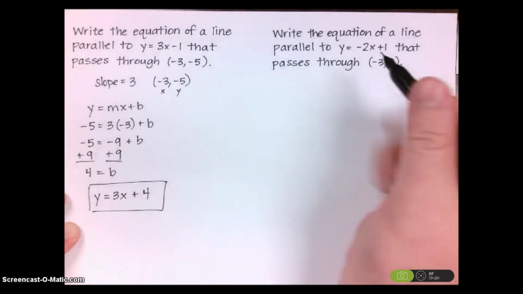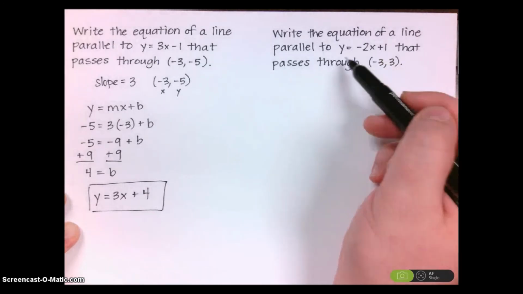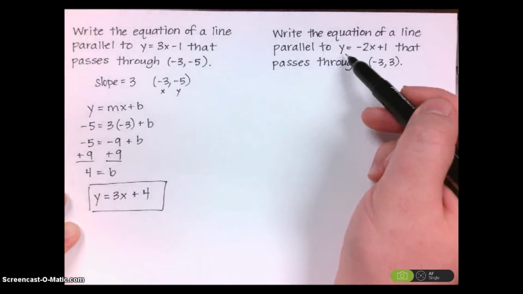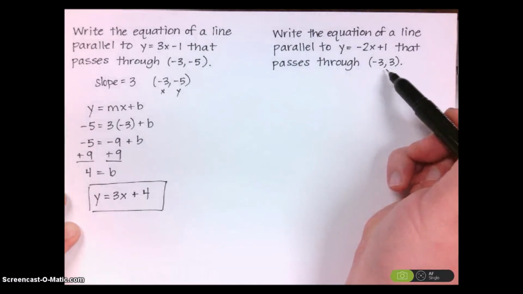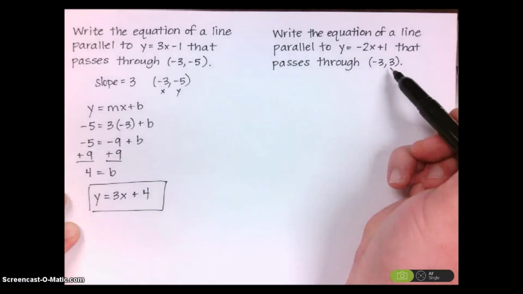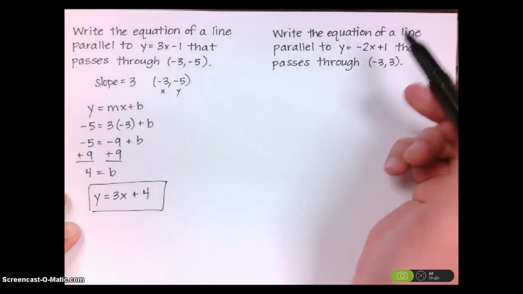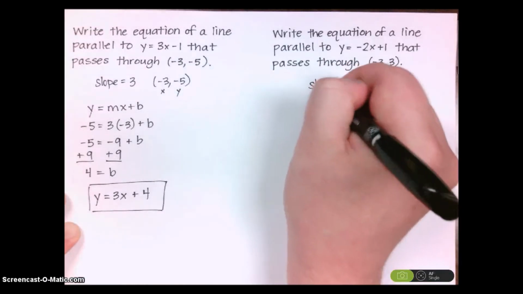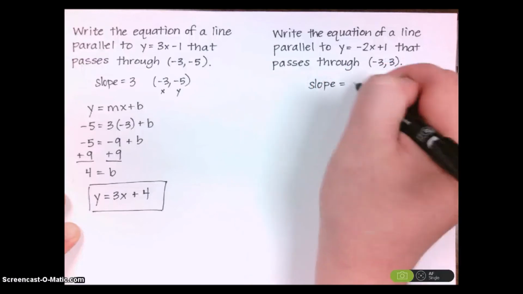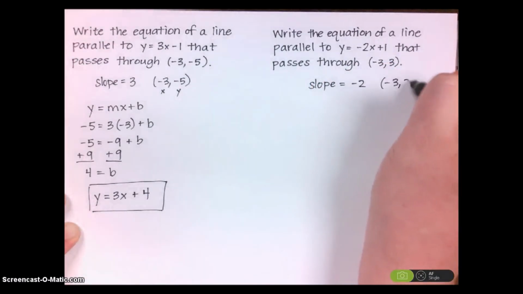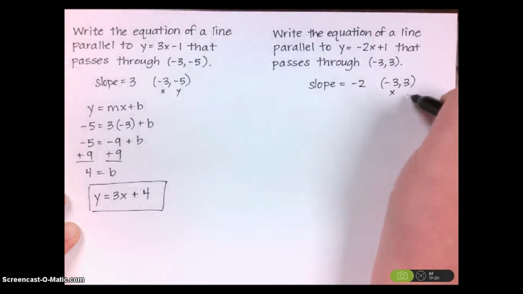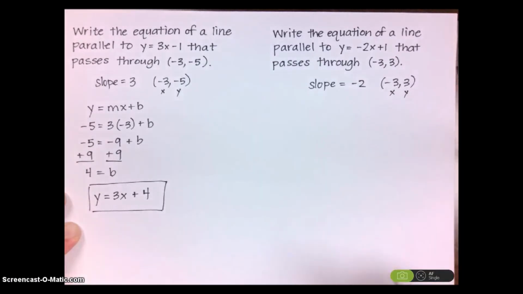So again, I'm finding a parallel line to y equals -2x plus 1 that passes through (-3, 3). So looking here, if they're parallel, they have the same slope. So the slope of my new line is going to be the same. It's going to be -2. And it's going to be passing through (-3, 3). So again, -3 is my x, 3 is my y this time.